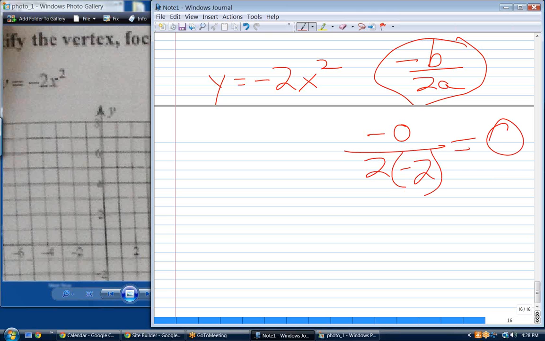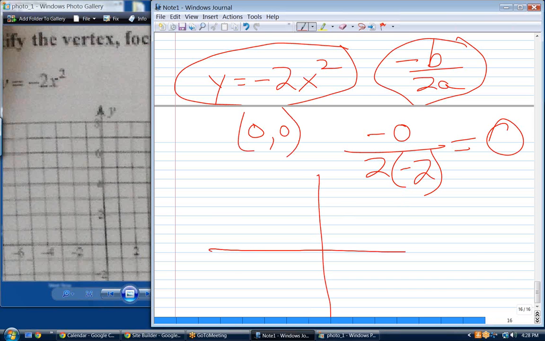What's the y-coordinate of the vertex, and how do we find it? Oh, is it negative 4? No, we plug the x-coordinate into the original equation and figure out what y is. If I plug in 0 for x, y is 0. Negative 2 multiplied by 0 squared is 0. Right? So 0, 0 is our vertex. I know that the vertex is right there.